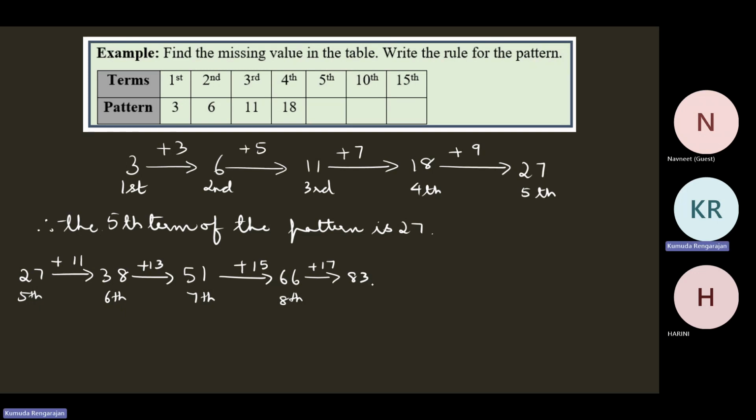Okay. Continue, Harini. After 83. 83 is the 9th term. Yes, yes. Then plus 10. What should you add? Plus 19, ma'am. 19. Very good. What's the answer?